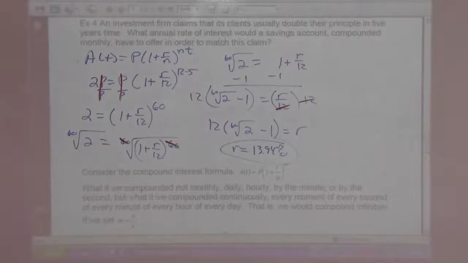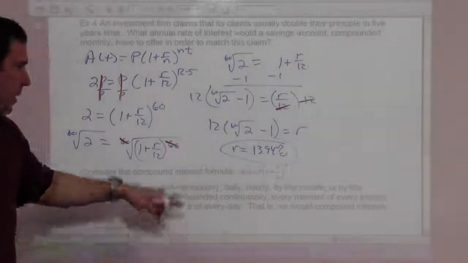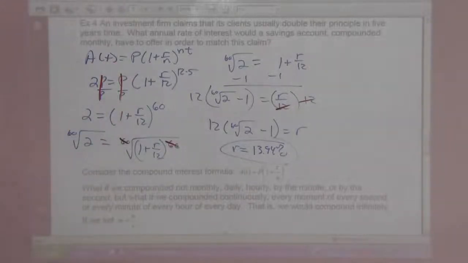Okay, let's go on to the next concept. Consider the compound interest formula. In fact, I'm going to erase this and move this up because there's a whole series of things we need to discuss on this. So feel free to pause.